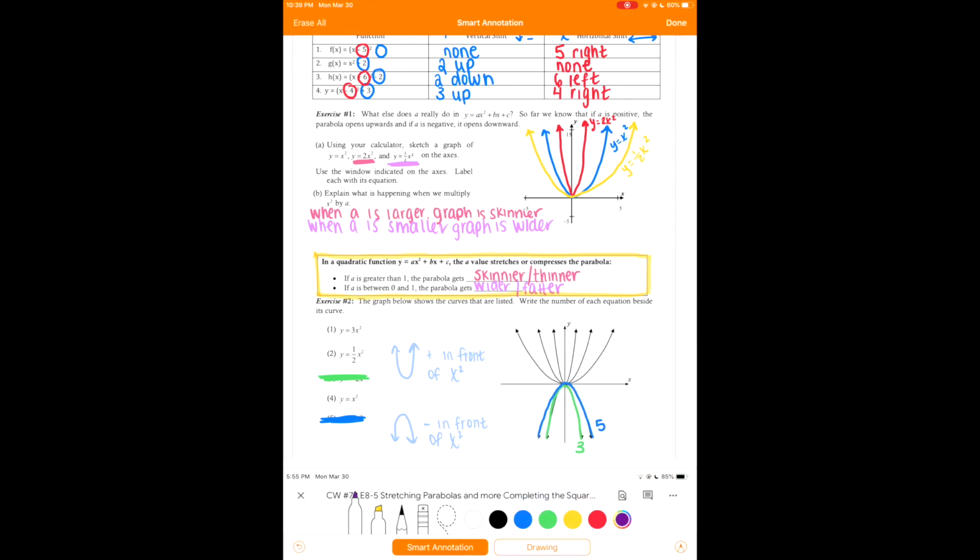Now when I move to the top ones, I have a really skinny one here. So I know I need a positive in front of the x squared and an a value that's bigger than 1 because I have a skinny graph. So that's going to be choice 1, 3x squared. And then my really wide one, I know that I need a value of a that's between 0 and 1. So that's going to be 1/2 x squared, which is choice 2. And then the only one left is choice 4. Y equals x squared is going to be this middle one that I'm tracing in yellow.